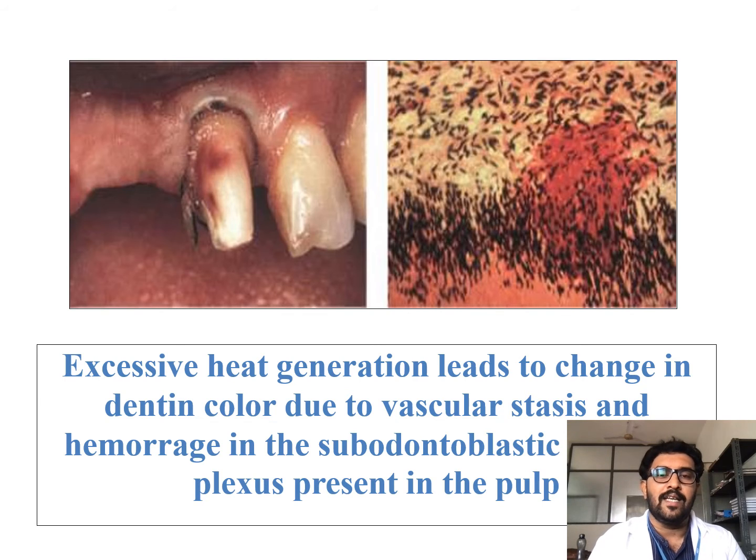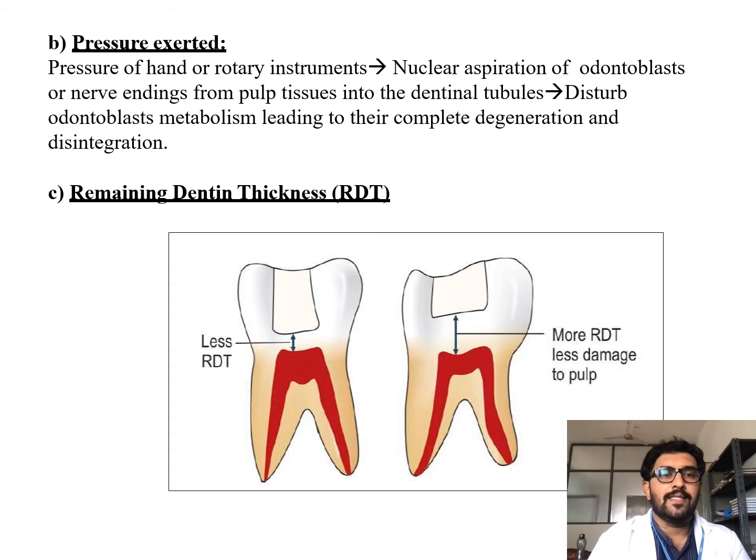Excessive heat generation leads to change in dentine color due to vascular stasis and hemorrhage in the subodontoblastic plexus present in the pulp tissue. Okay. Next comes pressure exerted, or how the pressure creates the pain.